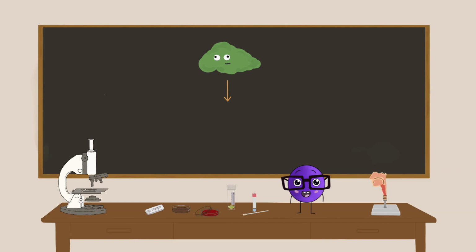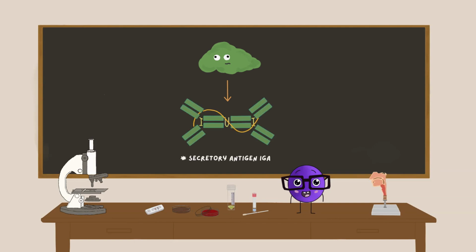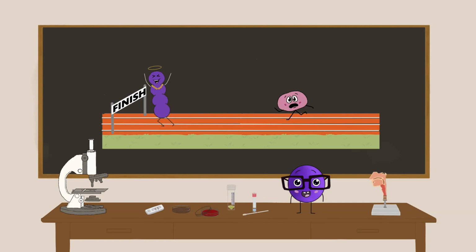Within the mucus, secretory IgA neutralizes pathogens before they can infect us, and our nasal hairs filter large particles from inhaled air. We also have normal flora in the upper respiratory tract that outcompetes potential pathogens, reducing infection risk.